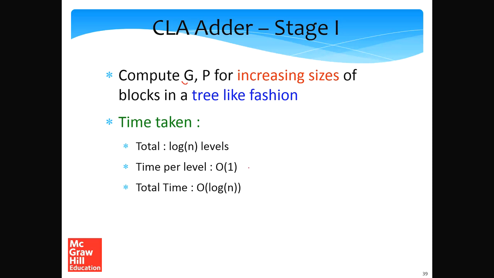The time per level is O(1), which means it's constant time. The reason that it is constant time is because we don't have to do a lot of work to compute the G and P functions. An AND gate in one case and an OR and an AND gate in another case. So the total time for stage 1 is order of log n. So that's for stage 1. We have not done the addition yet, but let's take a look at how the addition would be realized.